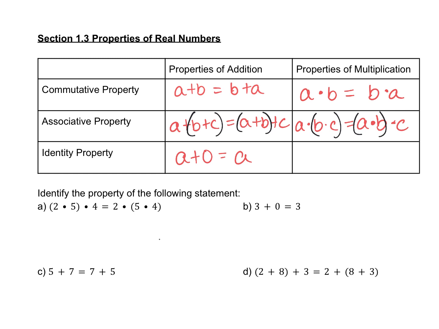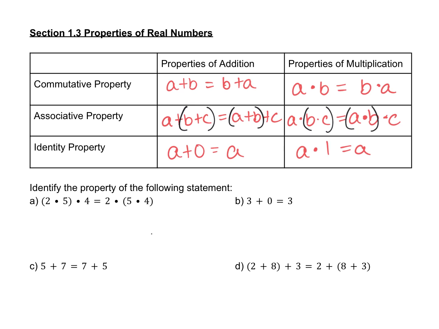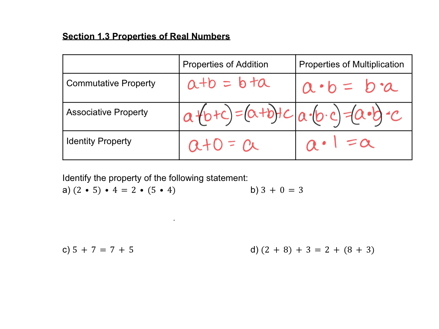Okay, now what do you think it would look like for multiplication? A times what is just going to give you A? Well, there's only one number, and that is 1. So A times 1 is A, because any number times 1 is just that number. Nothing changes.